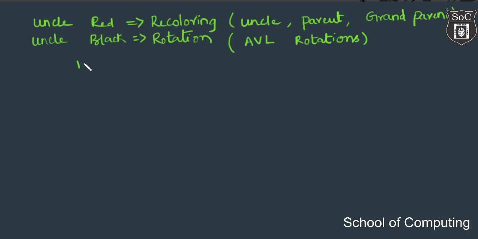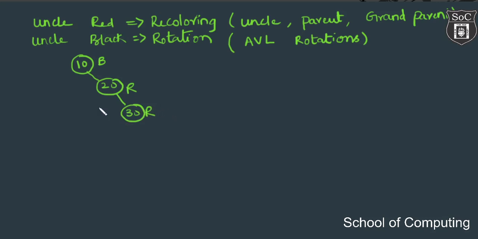So what was our problem? 10 was a black node, 20 was a red node, 30 was also a red node. So there was a violation.